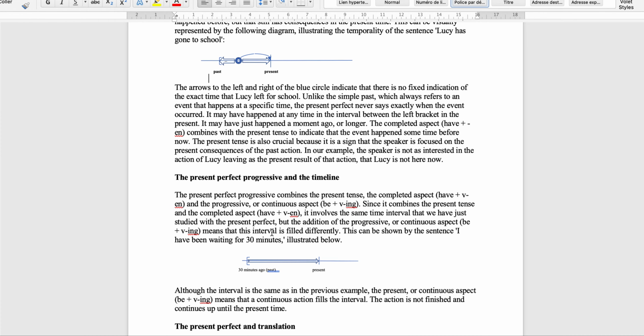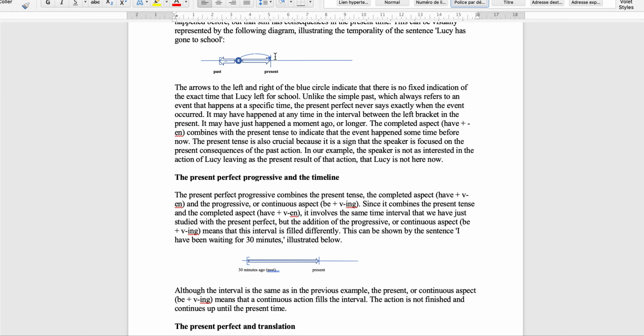Whereas here, with the present perfect progressive, we're talking about an action that starts at the beginning of this interval, at a given point in the past, and it keeps going. And that's why we can call it progressive or continuous. It continues, it progresses. You can think of it as continuous, in an uninterrupted way, that fills up this whole interval all the way up until the present.